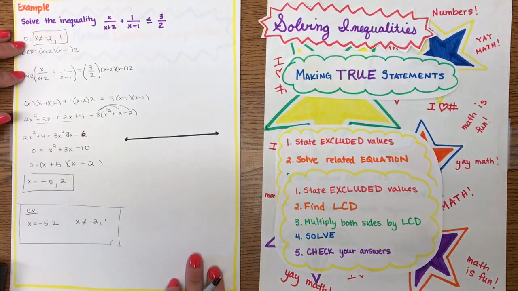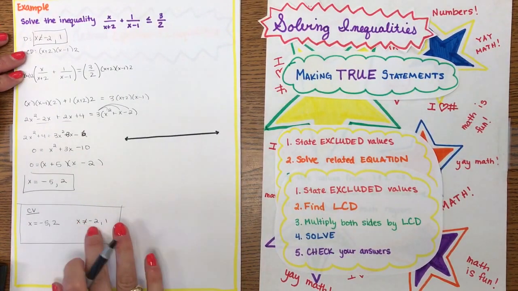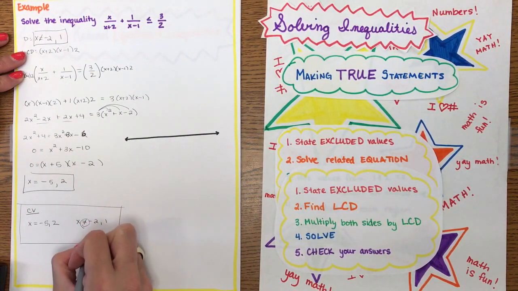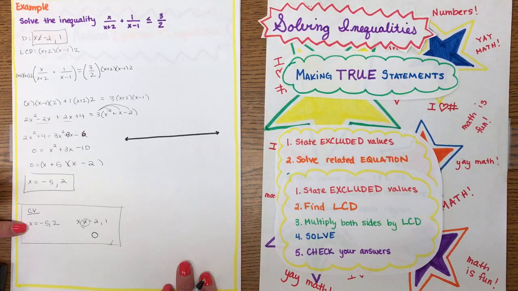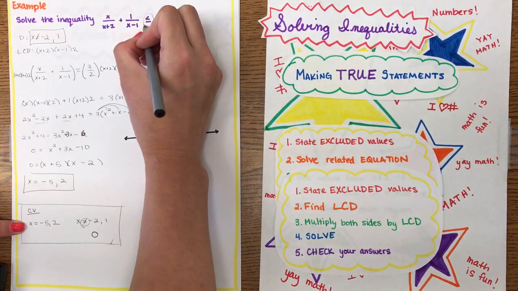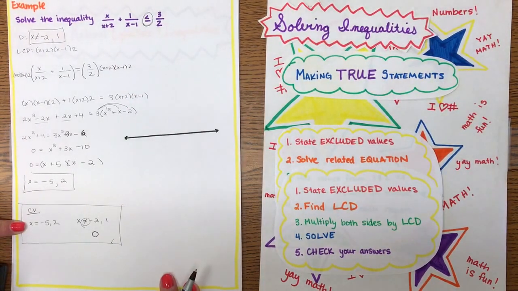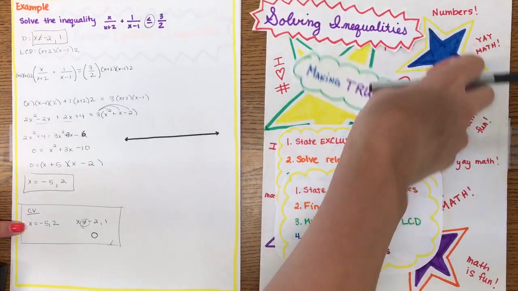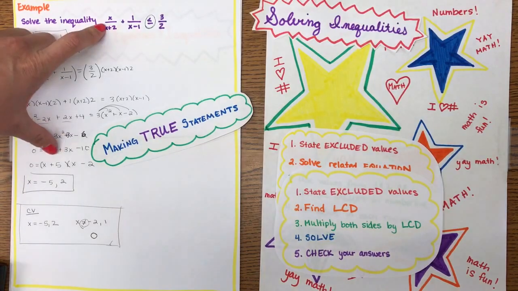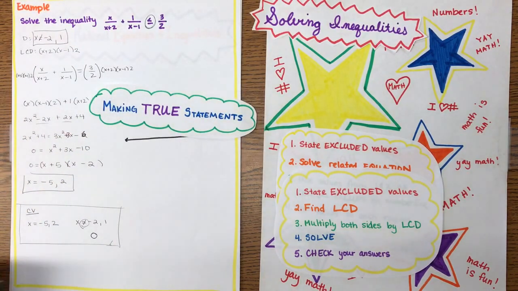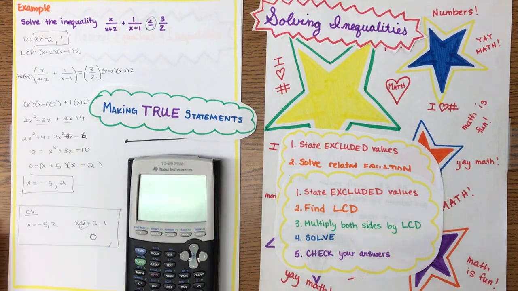Now, the domain restrictions are an x is not equal to. The not equal to symbol is always going to mean that I'm going to have an open circle. The values that come from solving the inequality are going to go with the inequality symbol from my original problem. One way of thinking about this is I'm trying to make a true statement. If I plug -5 in here, I expect to get a true statement. So let's just check that out.